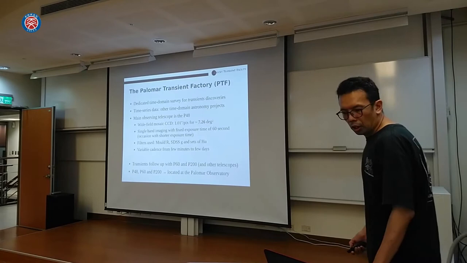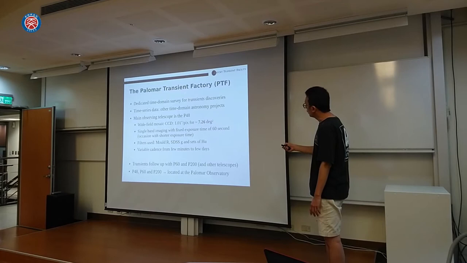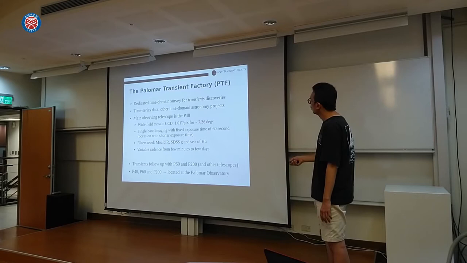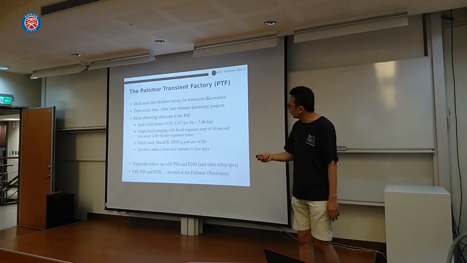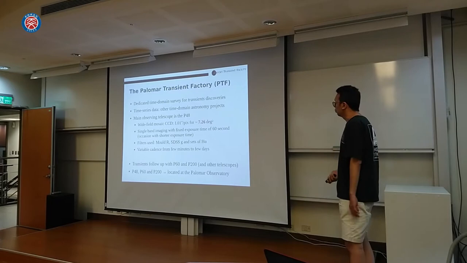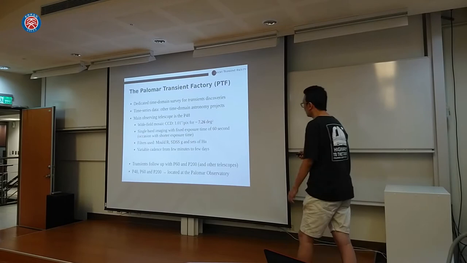PTF is a transients survey, trying to find as many supernovae and other exploding objects in the universe as possible. It's a time series, so if you are looking at time series data, this will be a very nice data set. Some specs: it's about 1 arcsecond per pixel resolution, and the field of view at that time was 7.26 square degrees. You can see this is actually quite small by today's standards, but 10 years ago this was a very wide field.